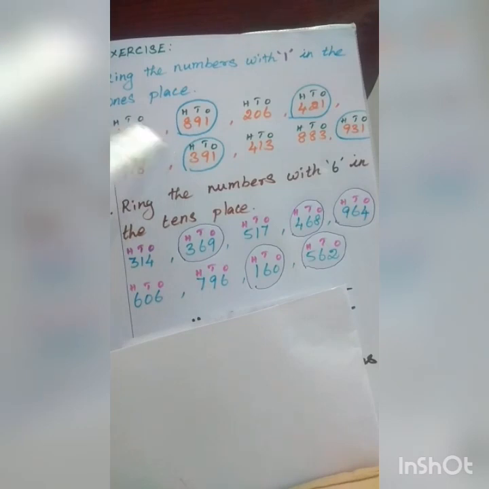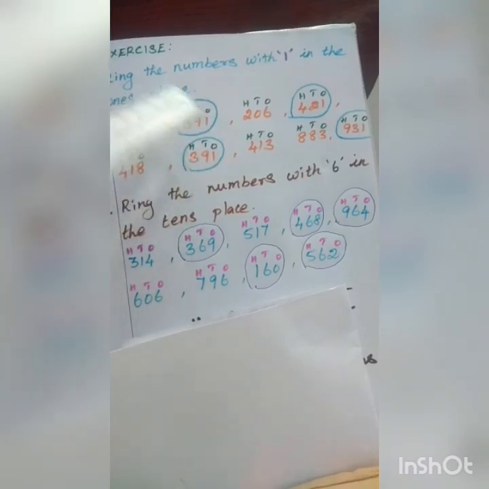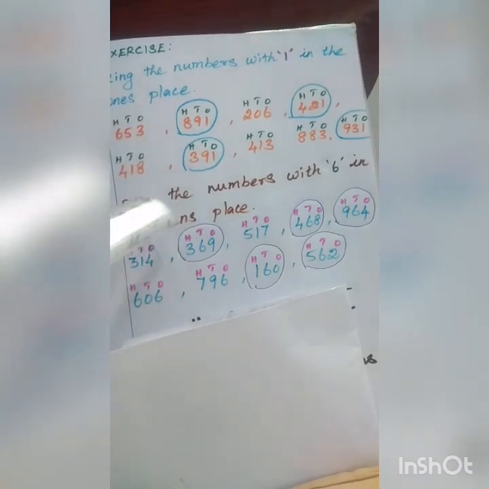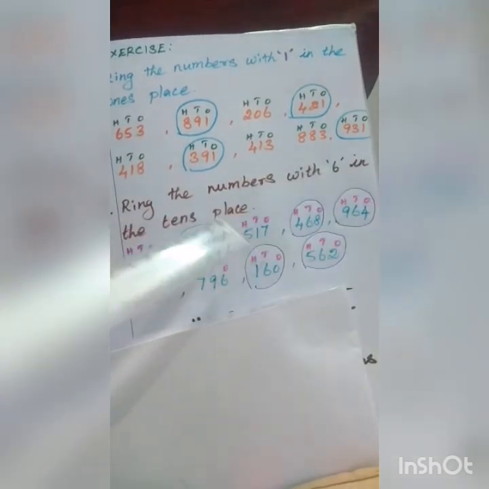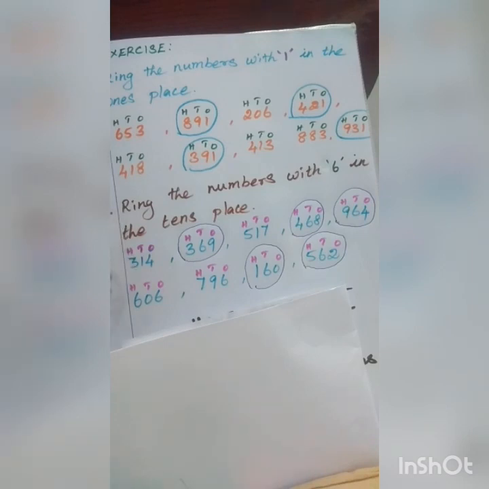So, you have to observe what numbers are given below. You have to see the ones place. Which number contains 1 in the ones place, that number you have to circle. Like that, same method, see the second sum. Ring the number with 6 in the tens place. Now, you have to see the tens place only. In the first sum, you saw the ones place. Same method, in the second sum, you have to see the tens place number. If 6 is in the tens place, only that number you have to circle.